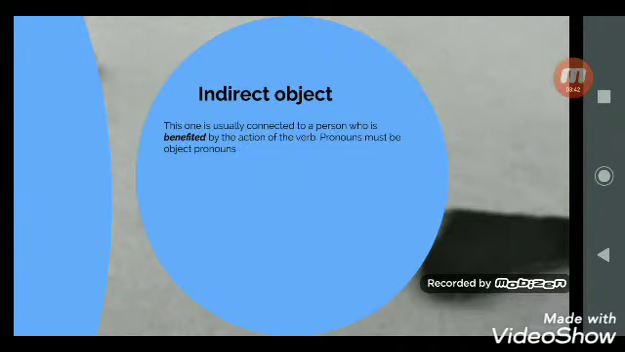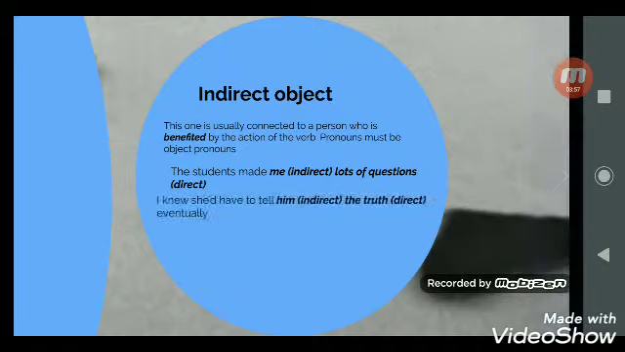Indirect object. This is the one that's typically referred to as benefited by the action. Okay. The students made me lots of questions, so I was the one that got benefited by the questions. I knew she'd have to tell him the truth eventually. My mother-in-law painted us a picture of Jesus.